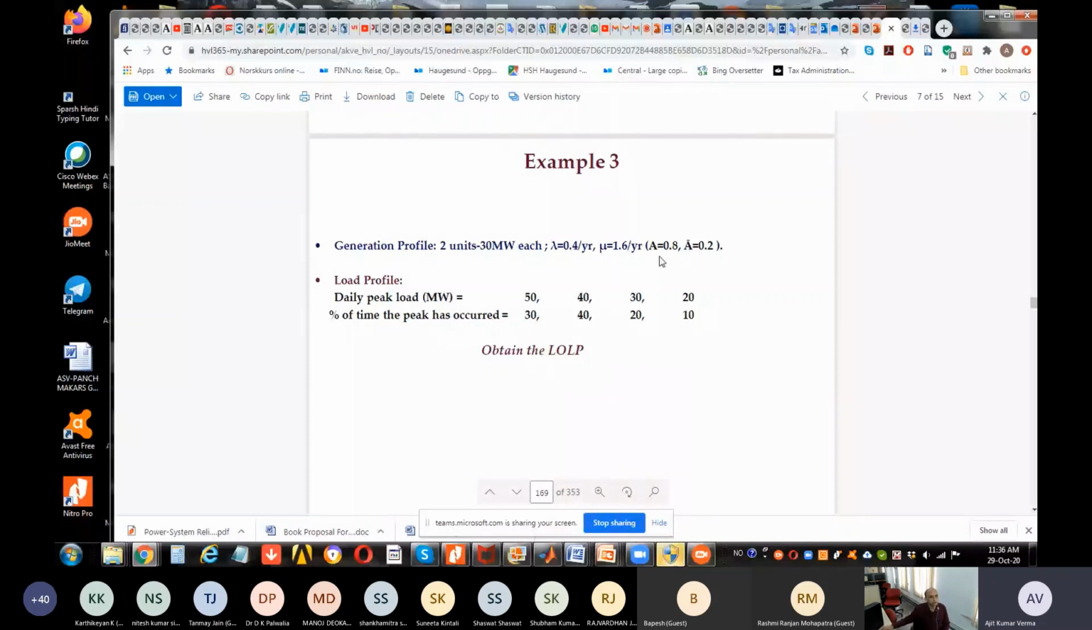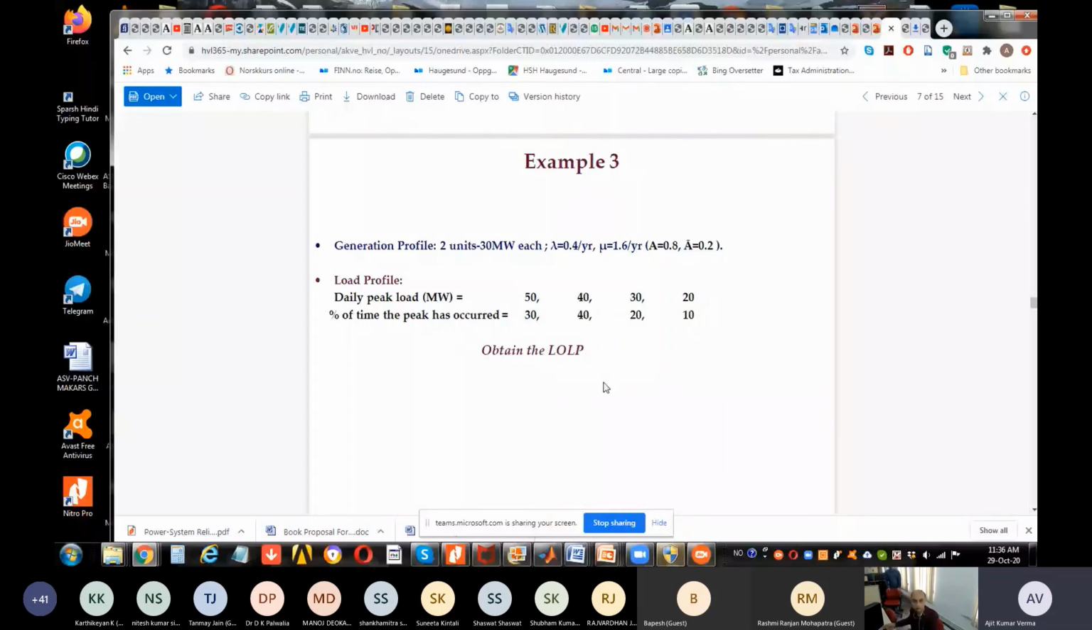And this is the load profile. That means 30% of the time the daily peak load is 50 megawatt, 40% is 40 megawatt, 20% is 30 megawatt, and 10% of the time it's 20 megawatt. So we have the generation profile as well as the load profile, and we need to find the loss of load probability. What is the probability that the load will be lost? It's not a constant value. It varies from 20 to 50 peak load.